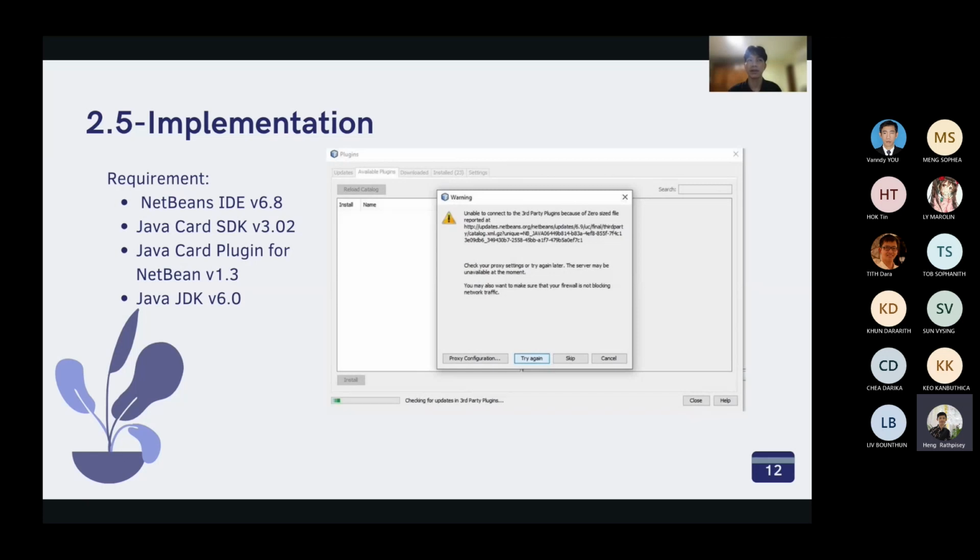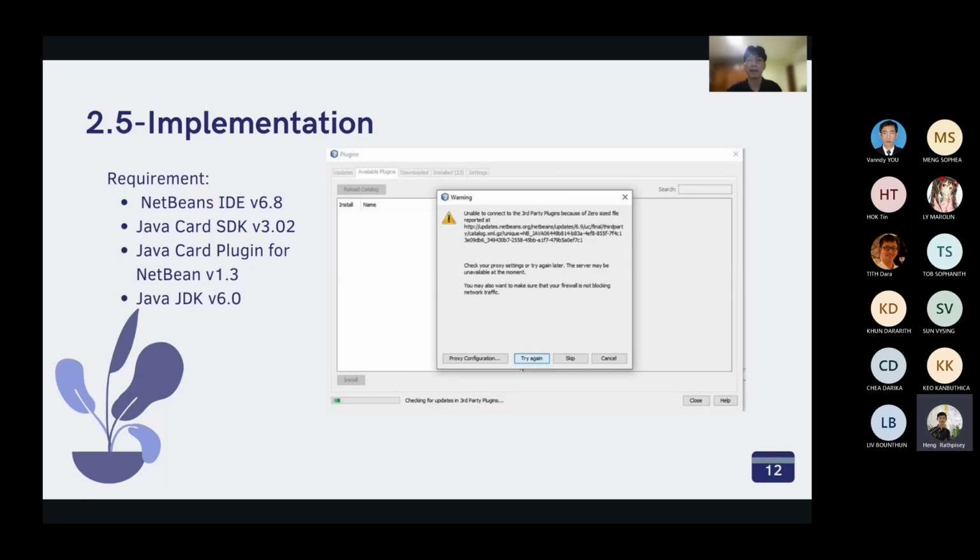For this implementation, it requires NetBeans IDE version 6.8, which is an old version of NetBeans, and also Java Card SDK version 3.02, a Java Card plugin for NetBeans, and also Java Card JDK version 6. Most of them are old generation technology. That's why there is a lack of resources for implementation.